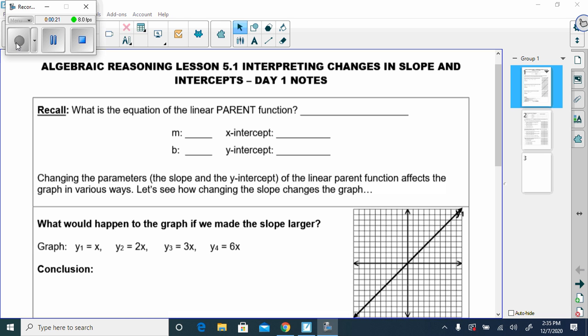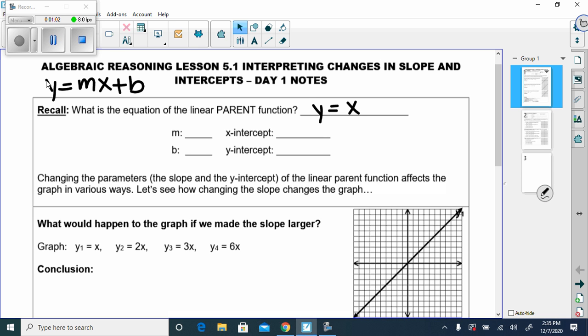So first they ask us to recall what the parent function is. Remember, the parent function is our equation with no changes made to it, right? So if our linear equation is y equals mx plus b, then that would mean that our parent function is y equals, the most basic slope we can have is 1, right? So 1x or just x. And if it's had no changes made to it, it hasn't been moved up or down. So if there was a plus b, it would just be 0. Okay. So this is the equation for our parent function.